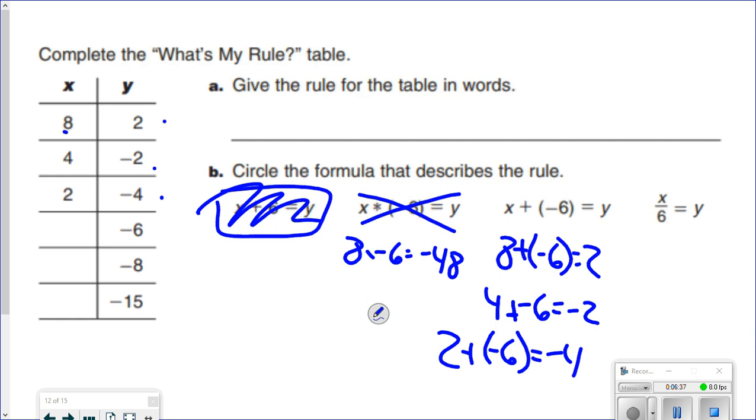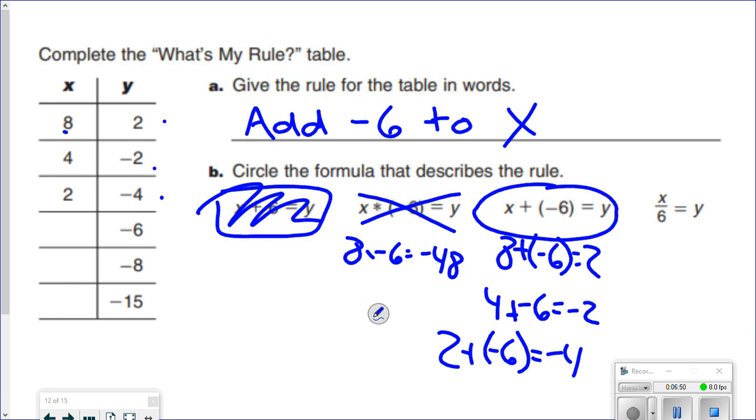So what is my rule? My rule is this: I'm going to add a negative 6 to x. I'm going to circle this formula because that's my right formula. Now, how am I going to solve these last two here? If I know the y, how am I going to find the x?